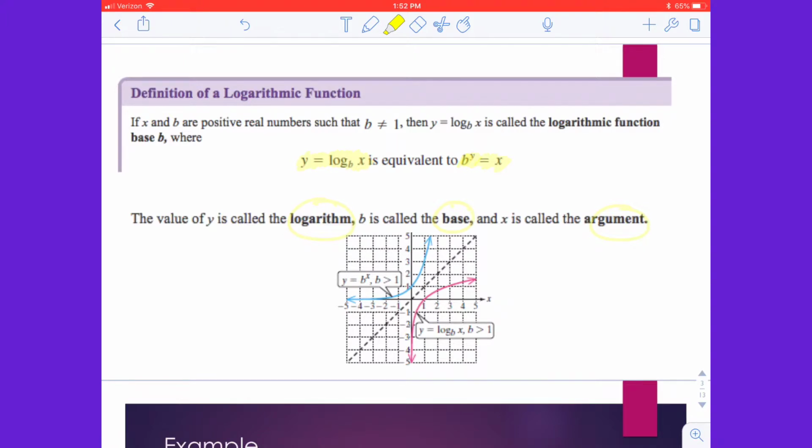So if you look at this graph here, you see the line y equals x. And as we discussed in one of our previous sections, inverses are reflective across that line. And so you can see my exponential function is the blue graph, and its inverse is the logarithmic function, which is in pink.